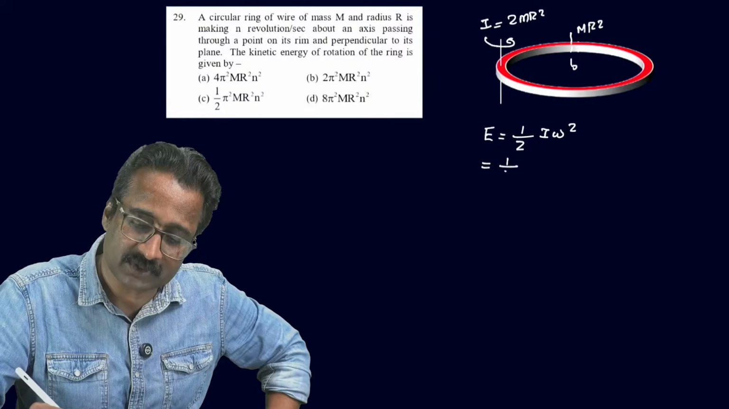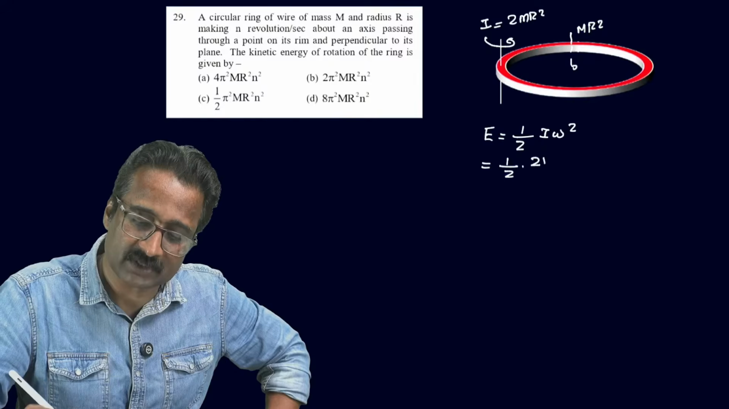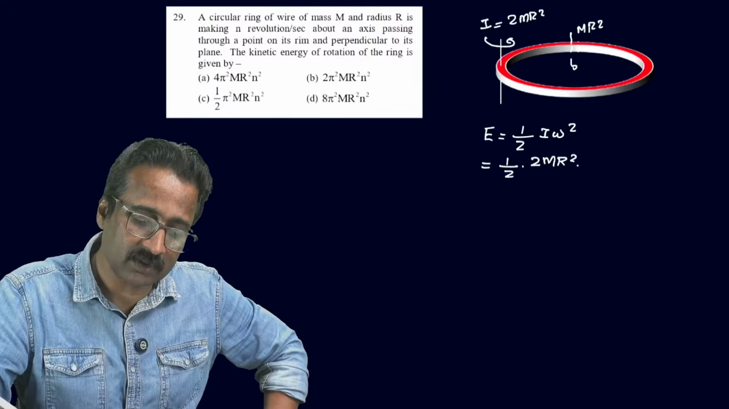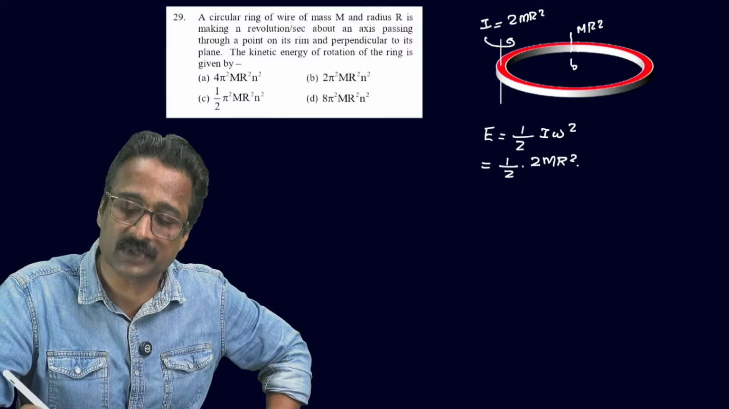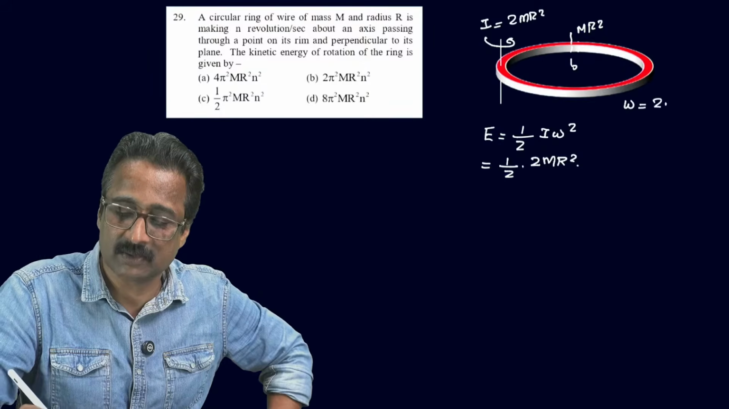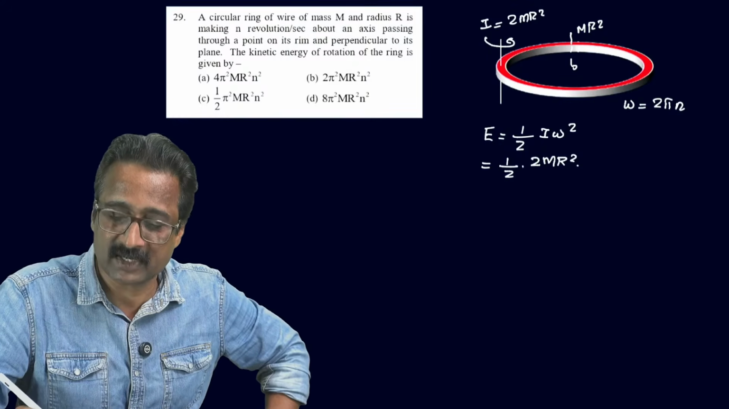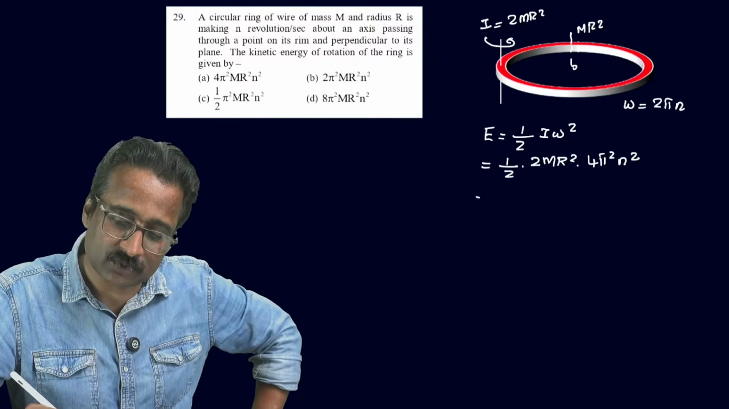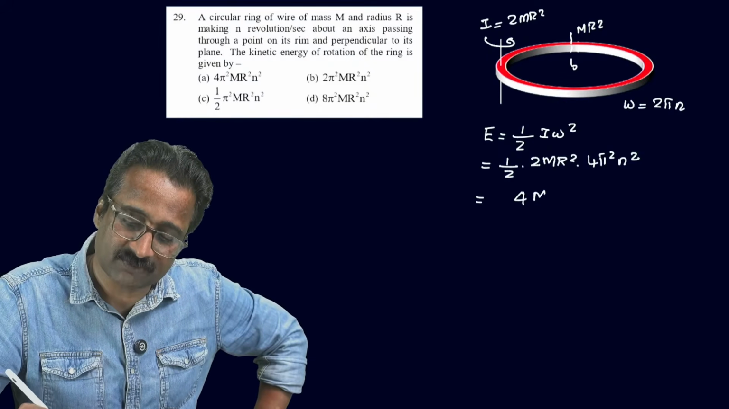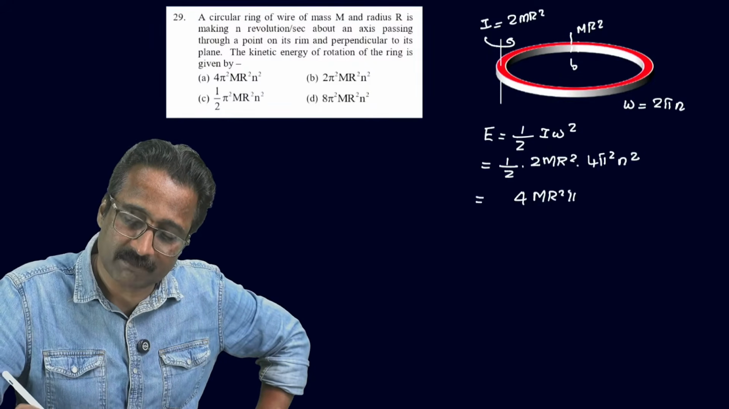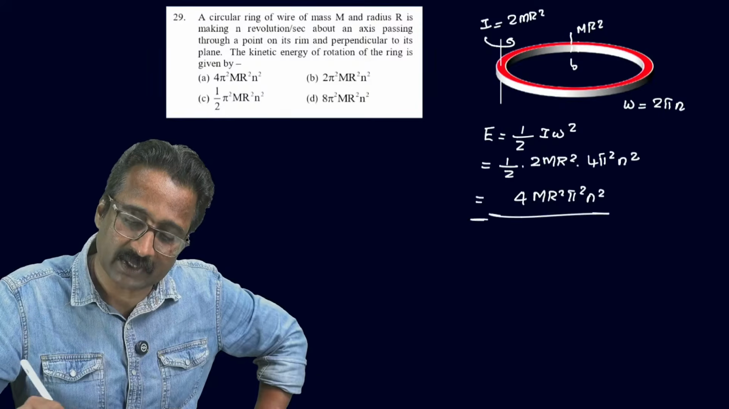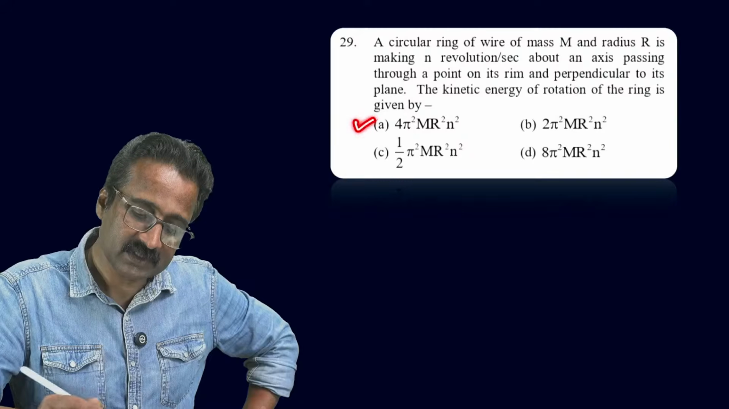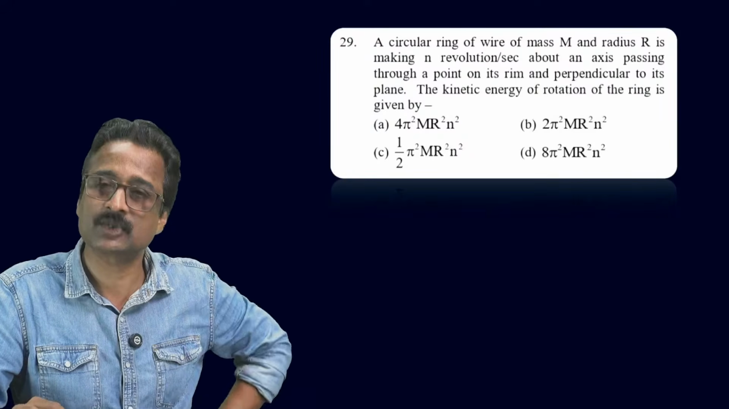So let me put values: half into 2 times mr squared, because that is the moment of inertia part, into omega squared. They don't give you omega directly. Instead, they give you frequency. But you know that omega is equal to 2 pi n. Therefore, omega squared is going to be 4 pi squared into n squared. So the 2 and 2 get cancelled here. So finally, the answer is 4 mr squared into pi squared into n squared. That is the kinetic energy. I think the option is A, 4 pi squared mr squared n squared.